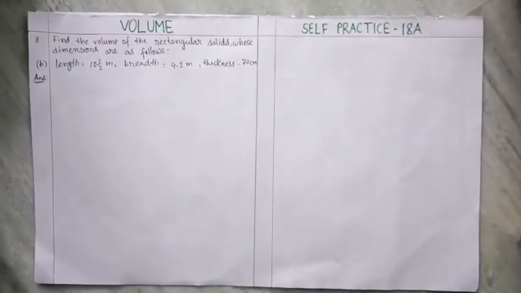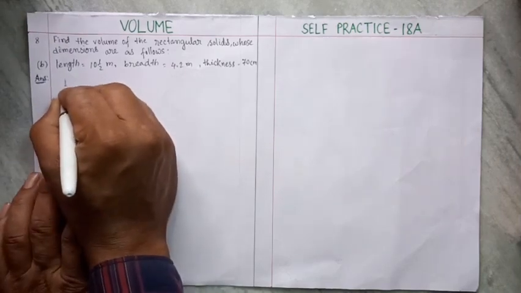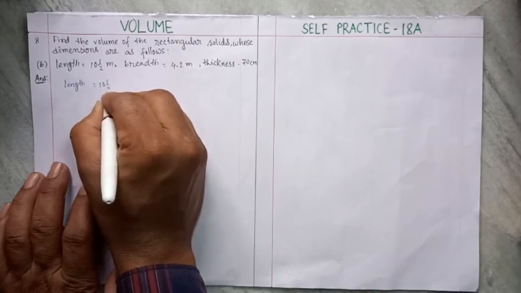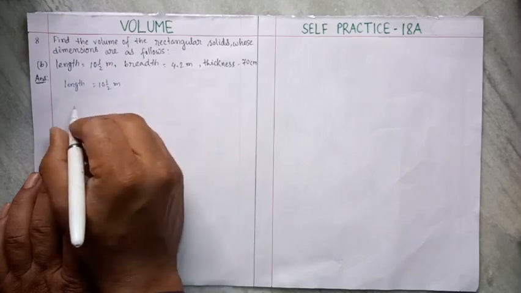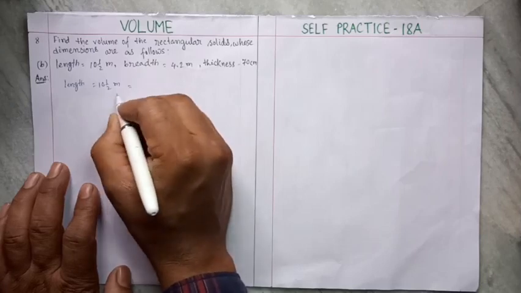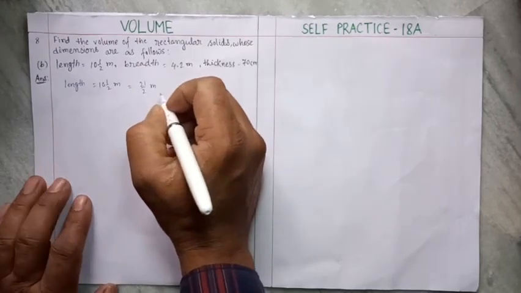Okay, so read question number 8. Find the volume of rectangular solid. Rectangular solid means it is a cuboid whose dimensions are as follows. So first, what is given? Length. So write here length is equal to 10 whole 1 by 2 meter. Convert this into improper fraction. So what will it be? 21 by 2 meter.